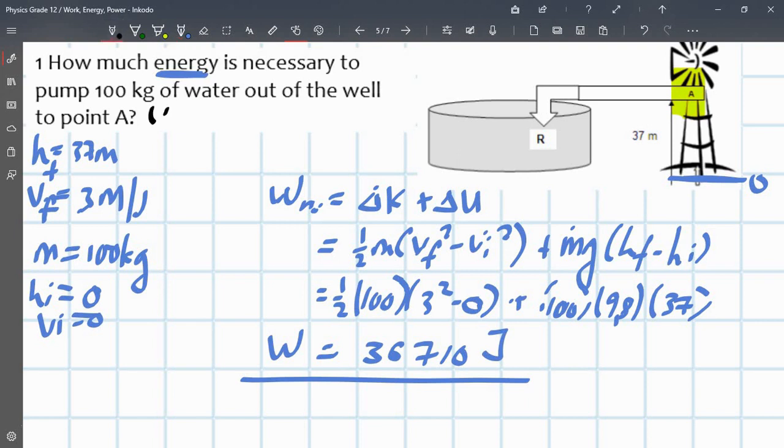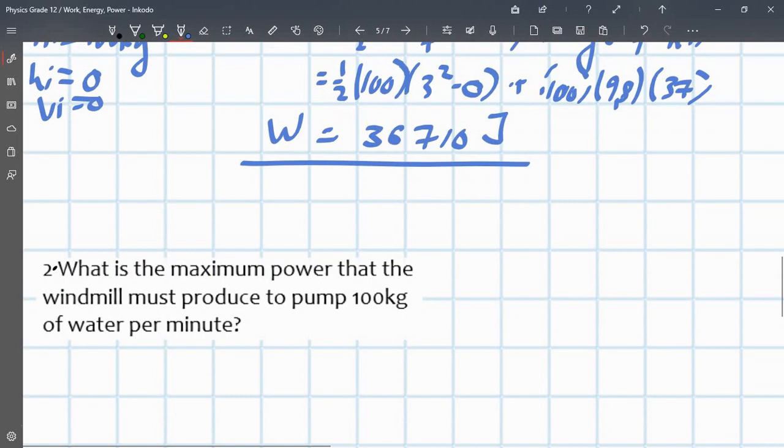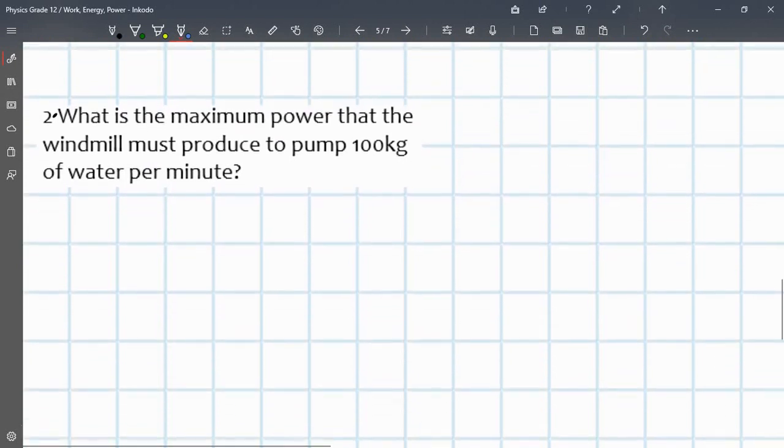Now, this question I think was allocated 4 marks, so it's quite straightforward and to the point. Okay. Next question is a follow-up. What is the maximum power that the windmill must produce to pump 100 kgs of water per minute?